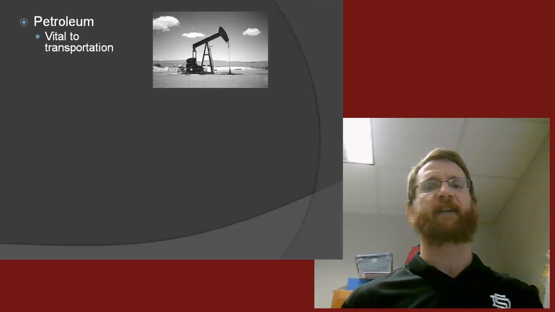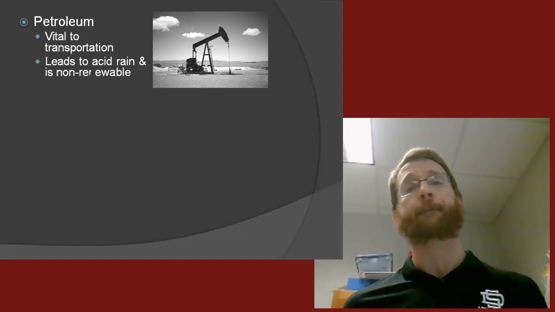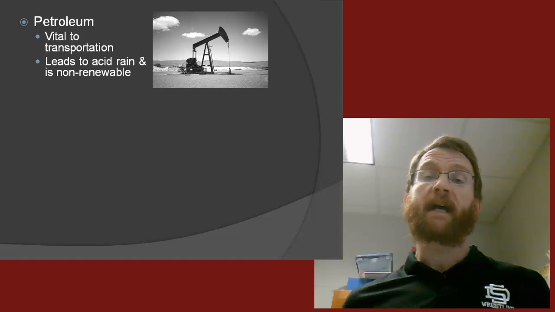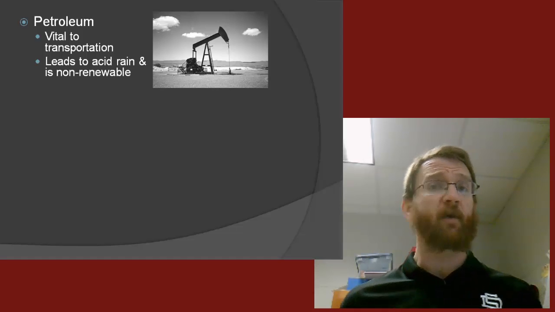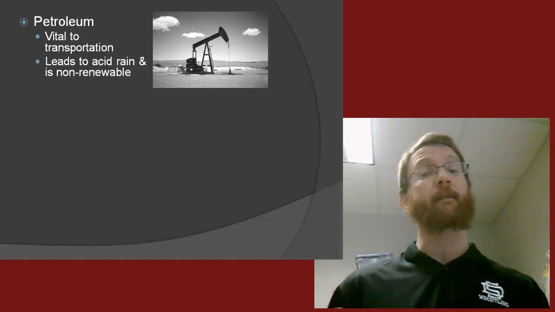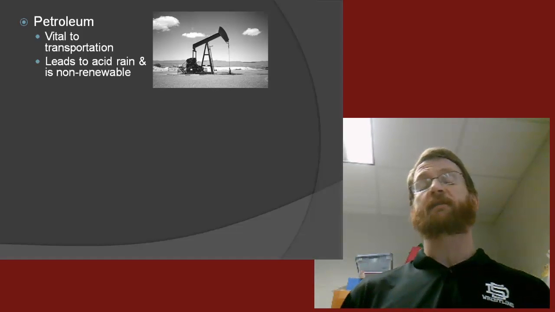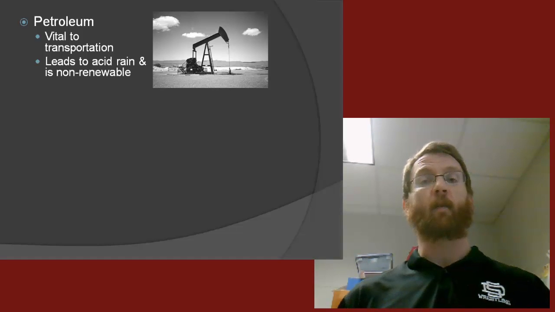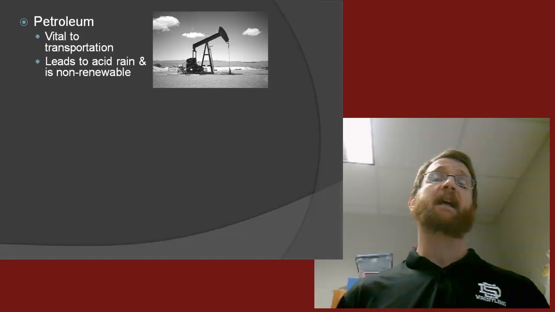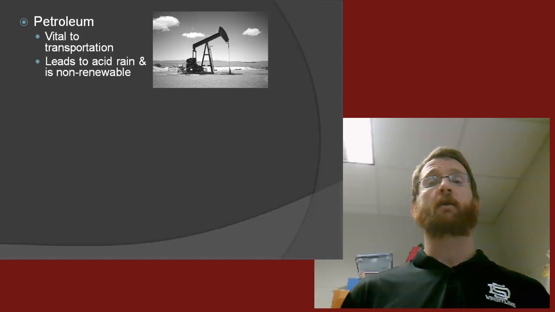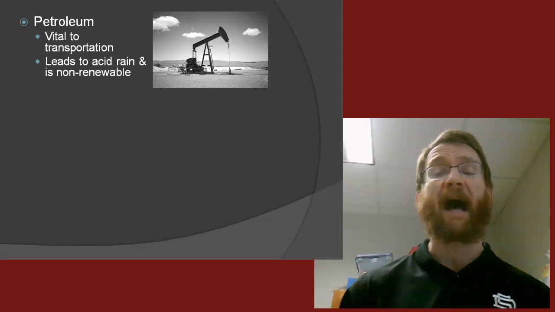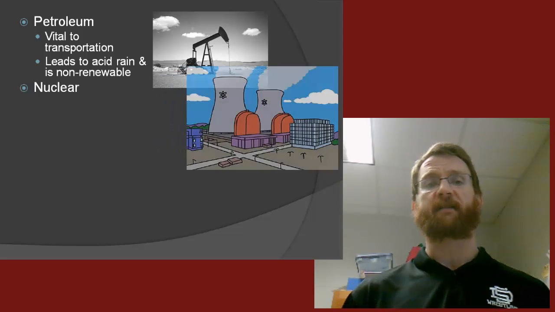So petroleum is vital for transportation. But like coal, its burning and exhaust can lead to acid rain. And also like coal, it is a non-renewable resource. So once it's gone, it's gone forever. And even the extraction, depending on the method of extraction, can be dangerous or bad for the environment as well. The current oil boom or petroleum boom in the United States has a lot of conflict centered around the environmental degradation that has occurred, or that could possibly occur because of it.